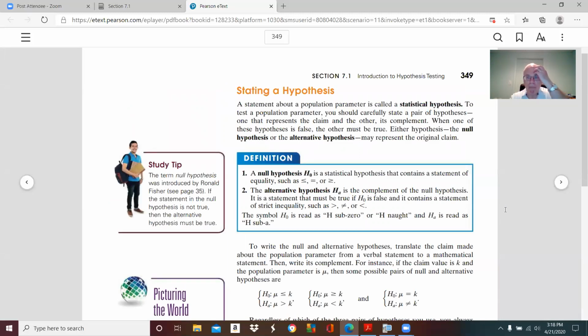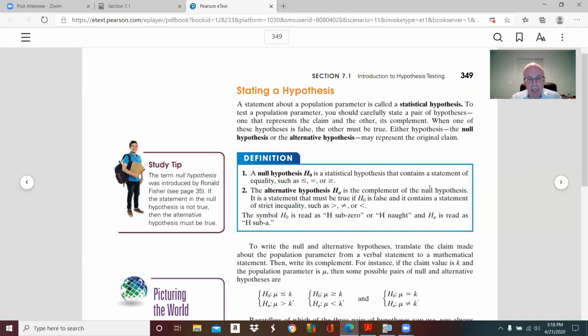So anytime we do a hypothesis test, we're going to have two hypotheses that are going to be competing against one another. The first hypothesis is called the null hypothesis. It has an H with a little 0 next to it. Typically, we call it H sub 0, or null hypothesis. Then we have the competing hypothesis, which is called the alternative hypothesis, H sub A, meaning alternative.